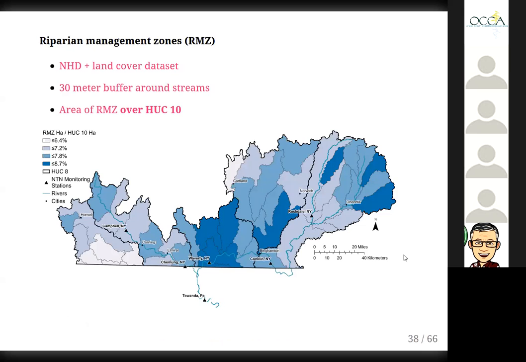And this is similar to the stream density. It shows the riparian management zone over the HUC-10 acres. So it gives us a proportion of the RMZ for each HUC-10.